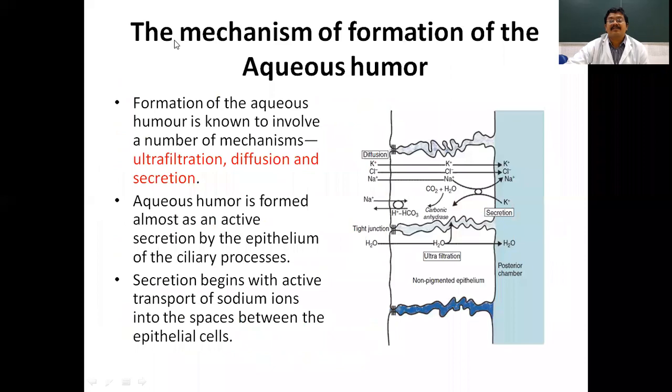The mechanism of formation of the aqueous humor: it is formed by 3 mechanisms, but primarily 95% is by active secretion. The remaining 5% includes ultrafiltration, and diffusion also plays a role. The 3 mechanisms involved are ultrafiltration, diffusion, and secretion. The aqueous humor is formed mostly by the active secretion of the ciliary epithelium. The secretion begins first with the active transport of sodium ions between the epithelial cells.